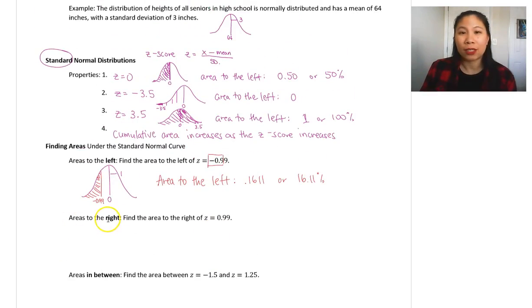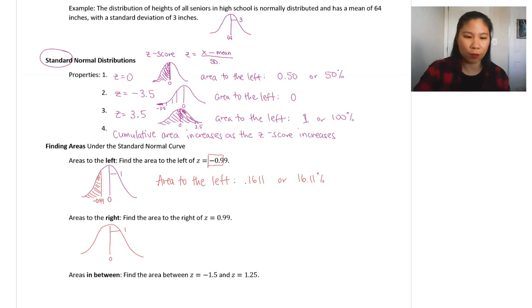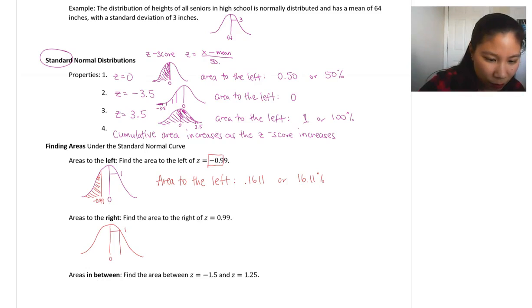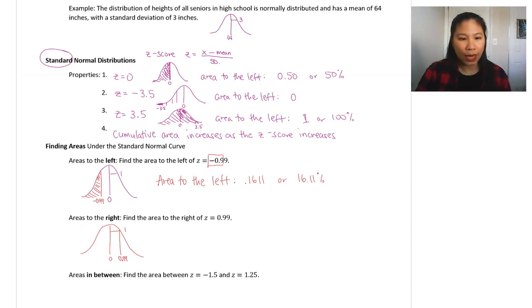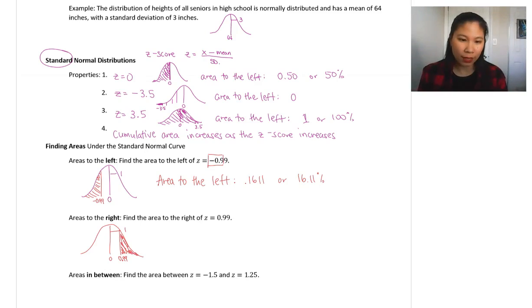Now I want to talk about areas to the right. There's an extra step here because we're talking about areas to the right instead of to the left. So this time I'm going to find the area to the right of z equals 0.99. This is a positive number this time. So if I draw it out, 0 is still in the middle because we're talking about z-scores with a standard deviation of 1. And then positive 0.99 would be somewhere to the right of 0. And we are shading to the right, from 0.99 over to the right, everything over here. So we're looking for that area this time.